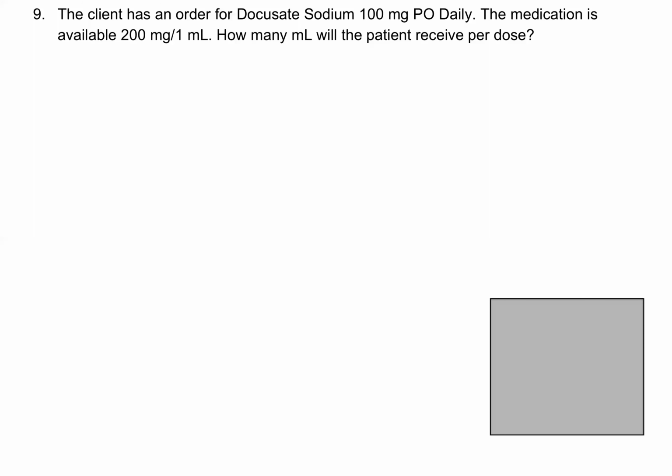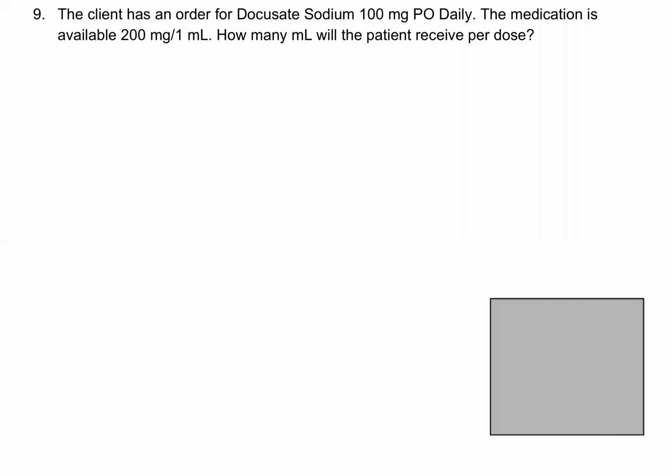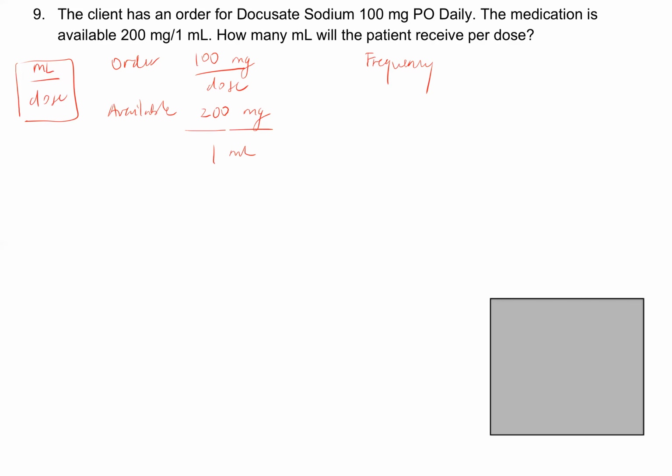Number 9, the client has an order for docusate sodium 100 milligrams PO daily. The medication is available at 200 milligrams per 1 ml. How many mLs will the patient receive per dose? So the final units that we're looking for are mLs per dose. You have your order, your availability, and your frequency. Your order is 100 milligrams per dose. Your availability is 200 milligrams per 1 ml. Frequency is daily, so you're going to have 1 dose per 1 day.